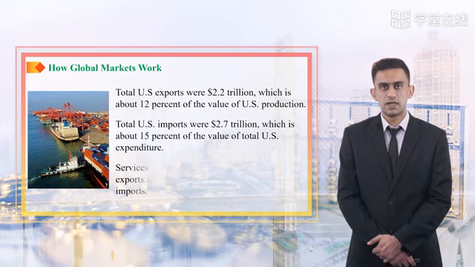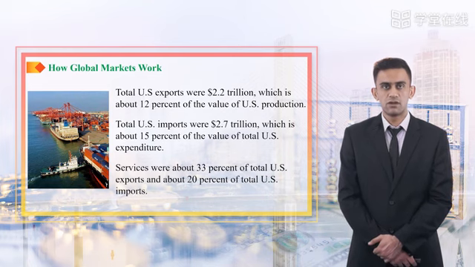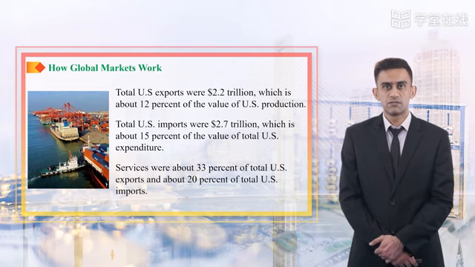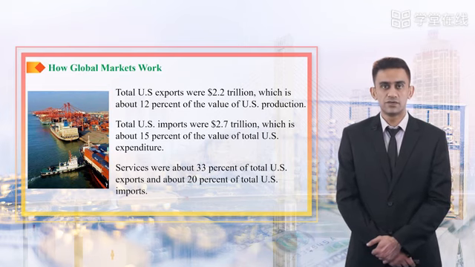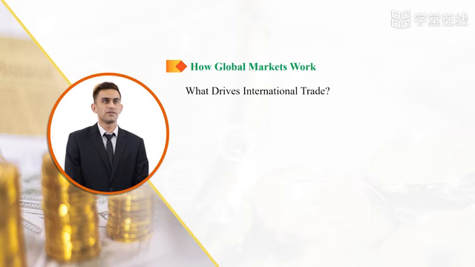In 2011, our total US exports were $2.1 trillion, which is about 14% of the value of US production. Total US imports were $2.7 trillion, which is about 18% of total expenditure in the United States. We trade both goods and services. In 2011, exports of services were about one-third of total exports, and imports of services were about one-fifth of total imports. Comparative advantage is a fundamental force that drives international trade.